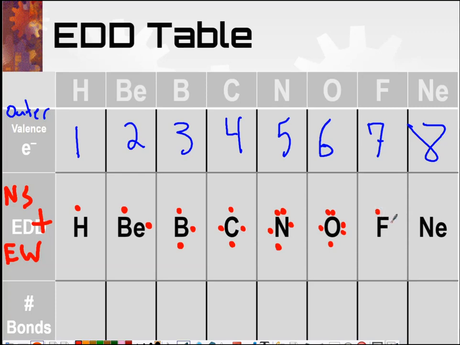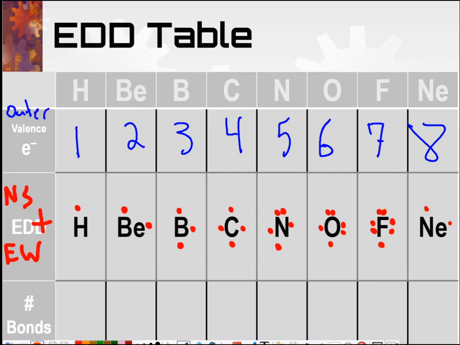And for 7, fluorine is 1, 2, 3, 4, 5, 6, 7. It's sloppy. I don't like that. We don't want to be sloppy with this. So I'll erase that and redo it to make it better. 1, 2, 3, 4, 5, 6, 7. Again, doesn't matter which ones I do, just that there are 3 paired, 1 unpaired.